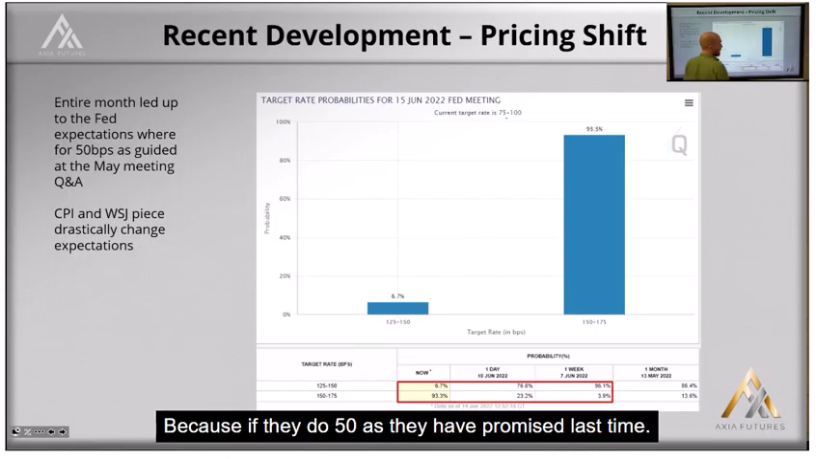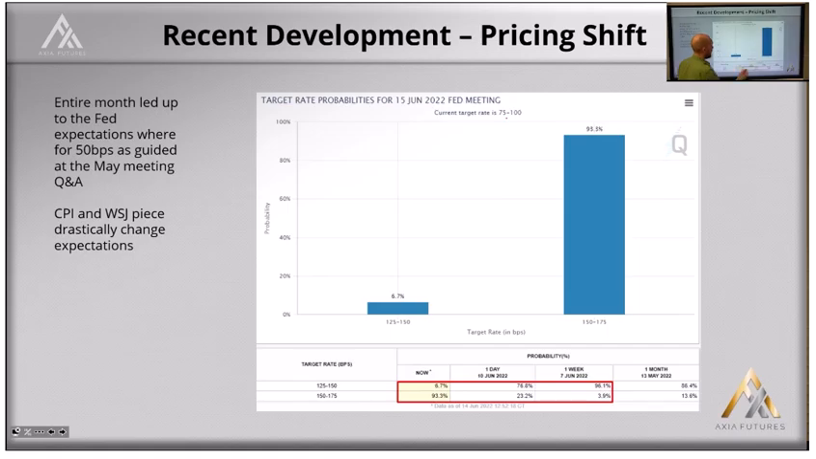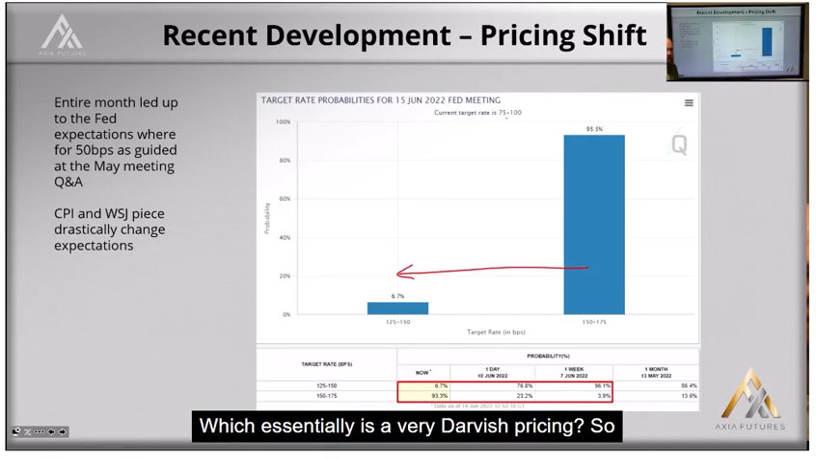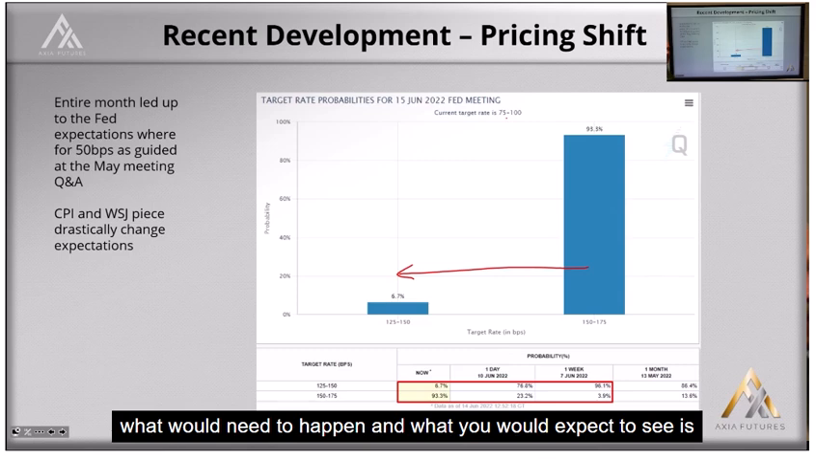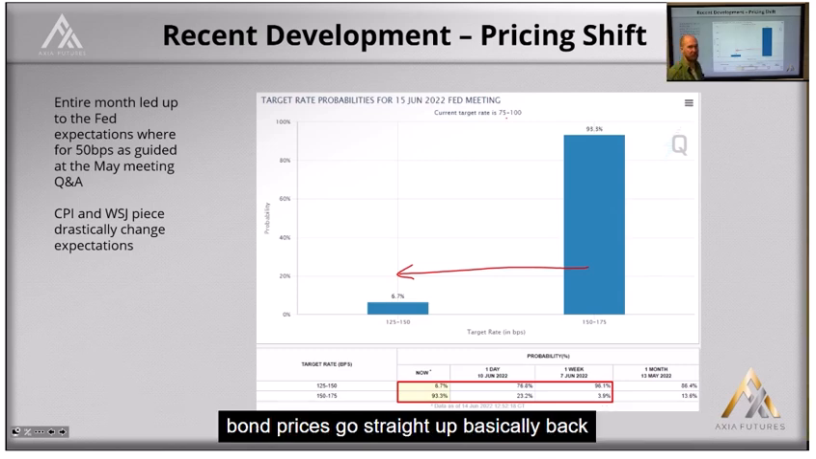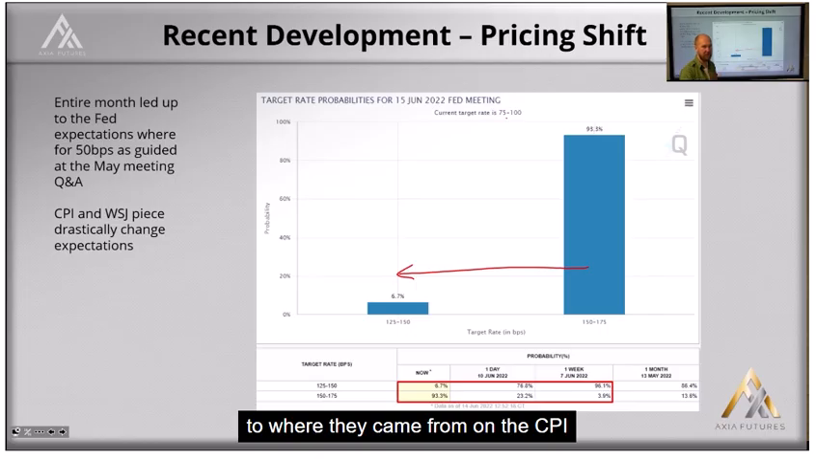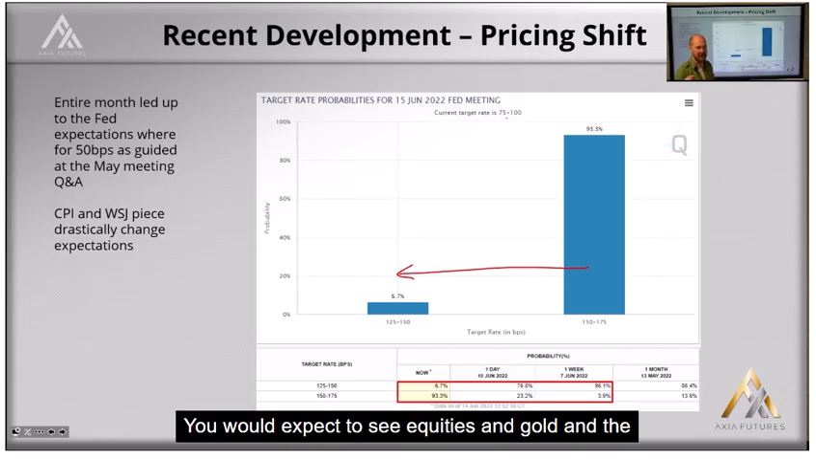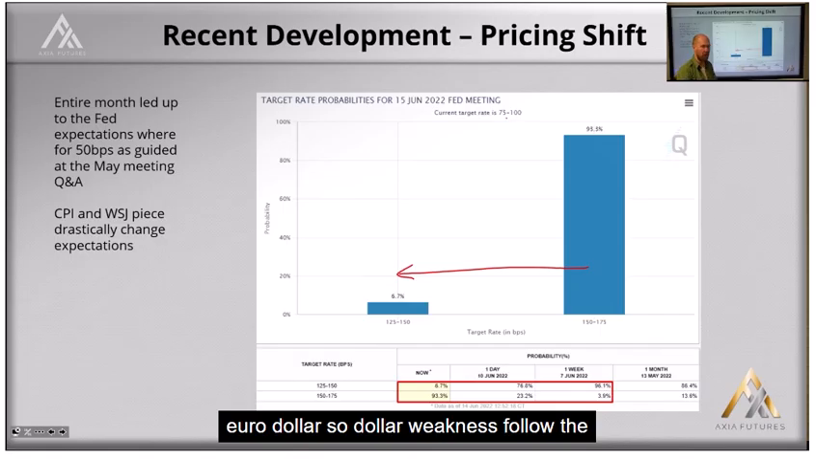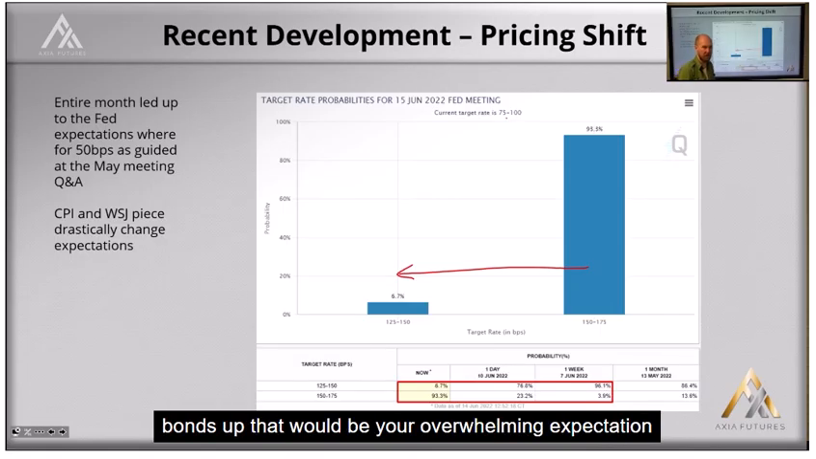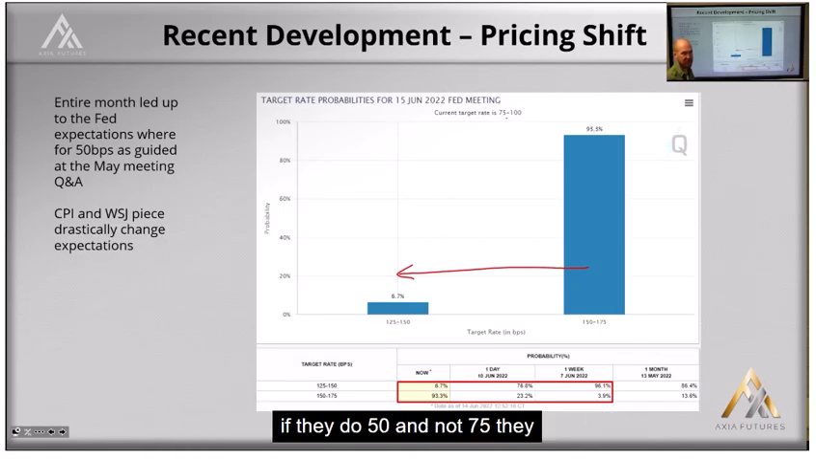Because if they do 50, as they had promised last time, this pricing needs to go over here, which essentially is a very dovish pricing. So what would need to happen, and what you would expect to see, is bond prices go straight up, basically back to where they came from on the CPI drop. You would expect to see equities and gold and the euro dollar, so dollar weakness, follow the bonds up. That would be your overwhelming expectation if they do 50 and not 75.